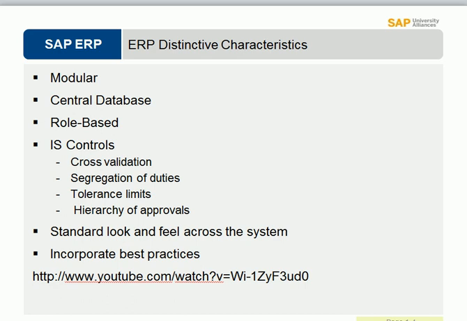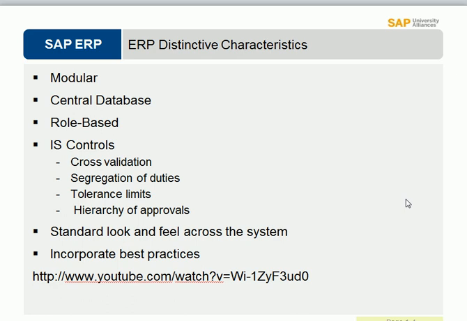So there are several IS controls to make sure that information entered is valid, that it is authorized, that it is consistent, and that you as a person have the right to perform a specific functionality within the system.